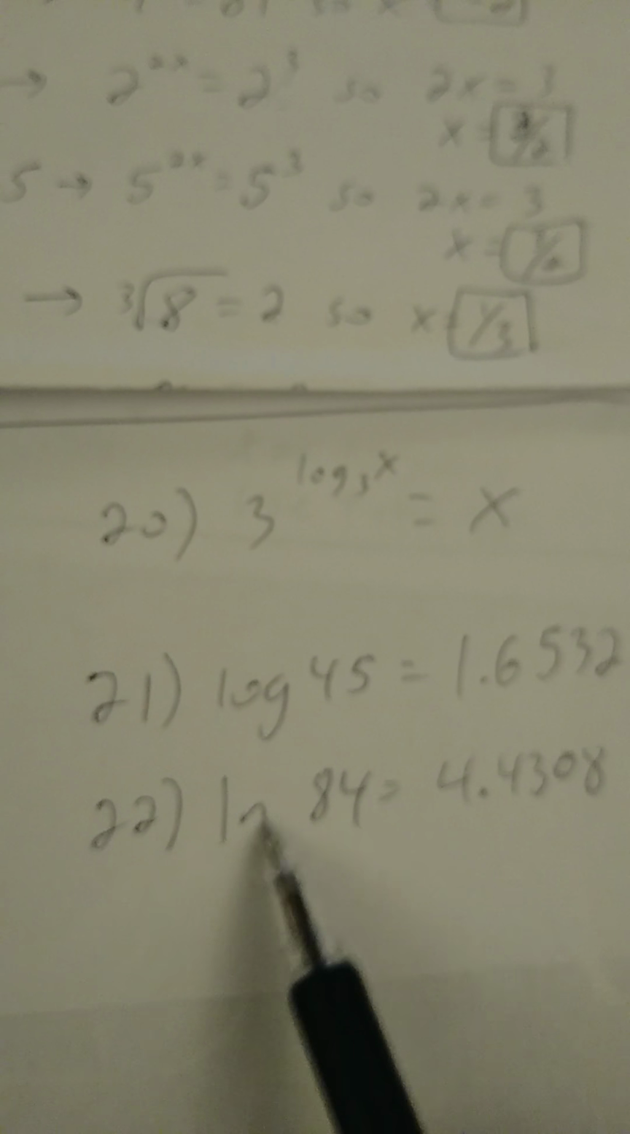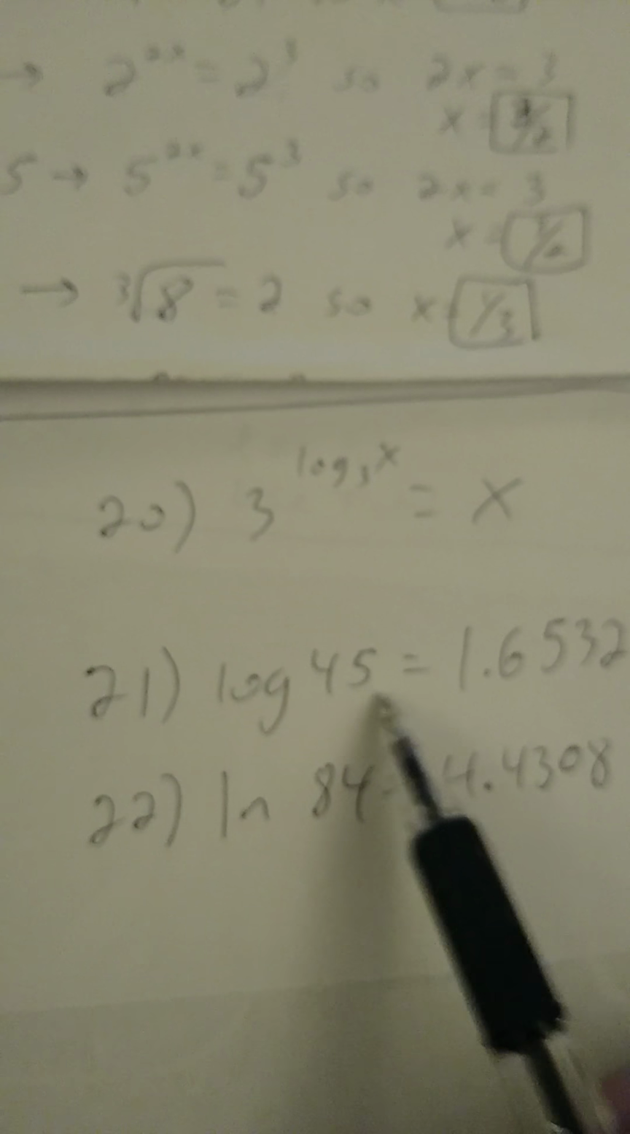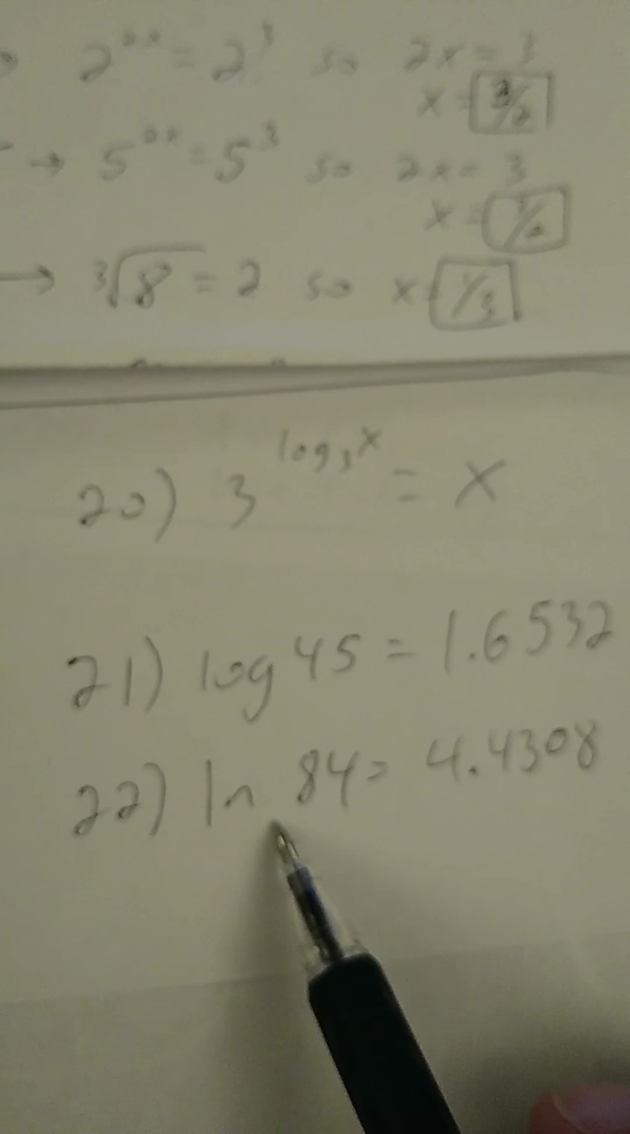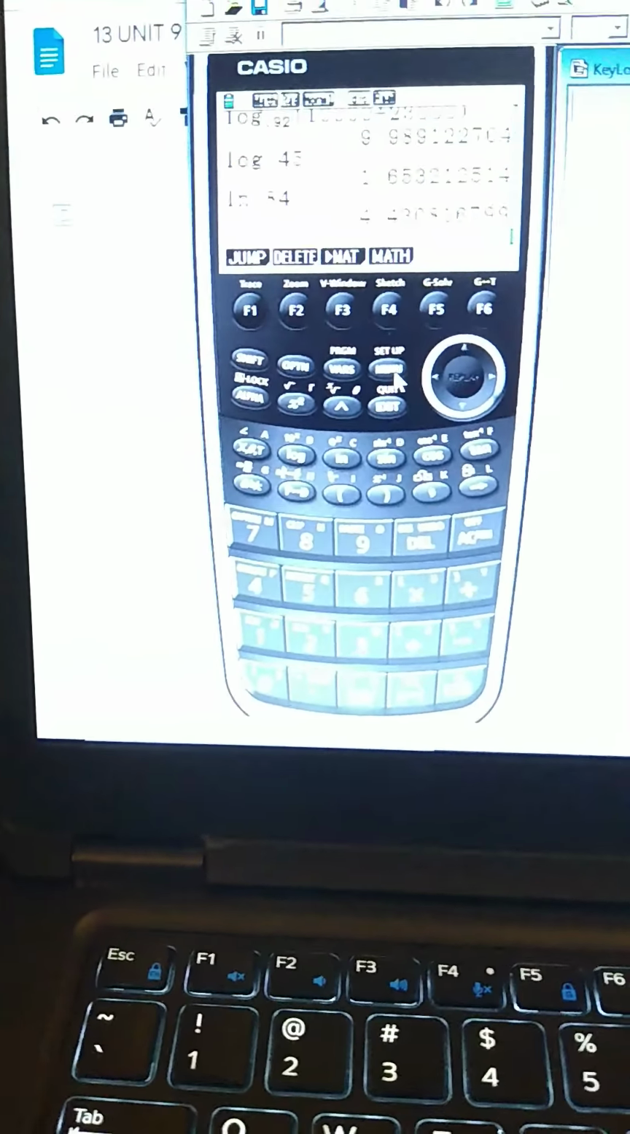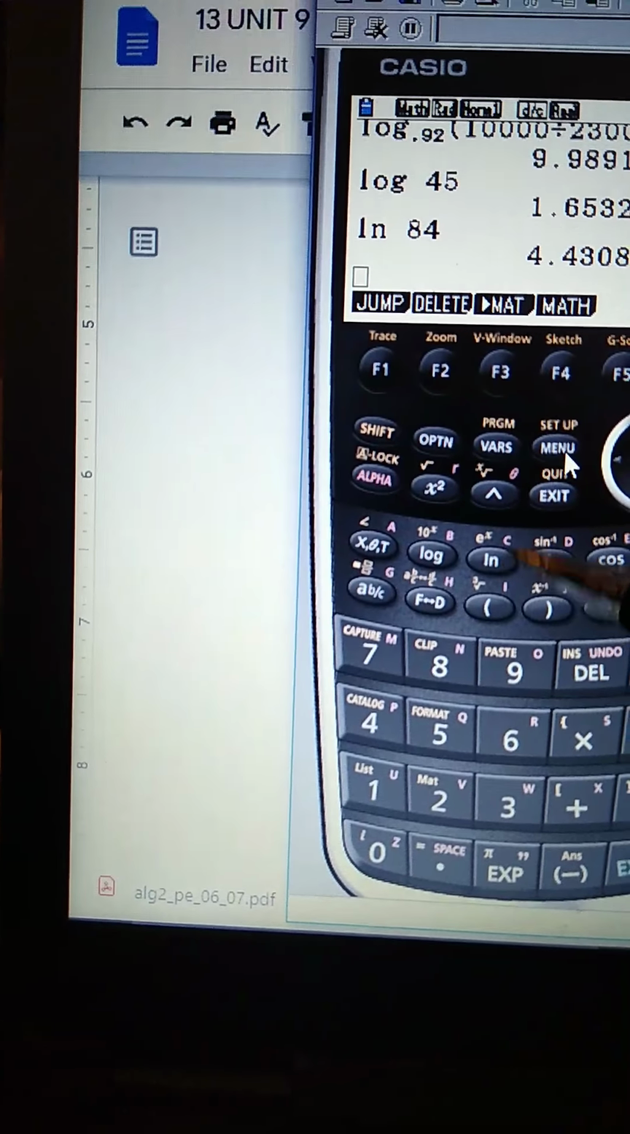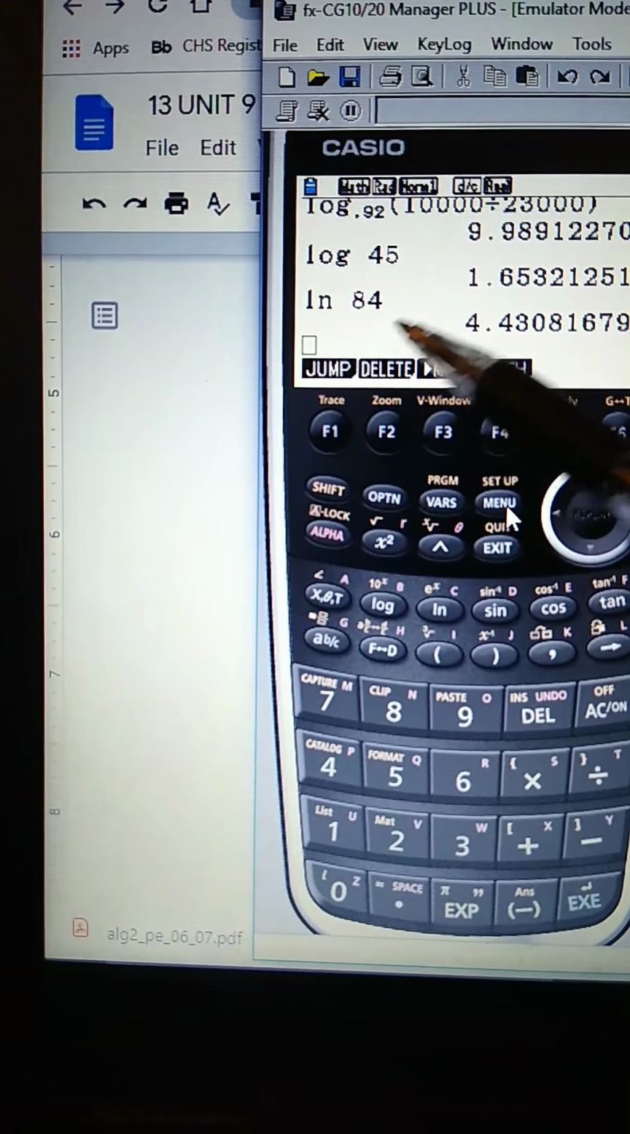These two are from the calculator. If I ask you for the log of 45 to 4 decimal places, and the natural log of 84, these are just the buttons on the calculator. Let me show you those real quick. On the calculator, the log button is right here. The natural log button is right here. I would just type in log of 45, log of 84. There's my decimals.